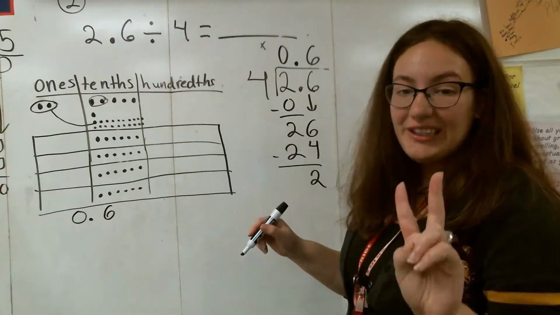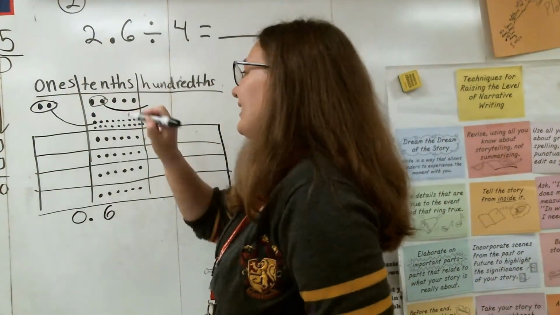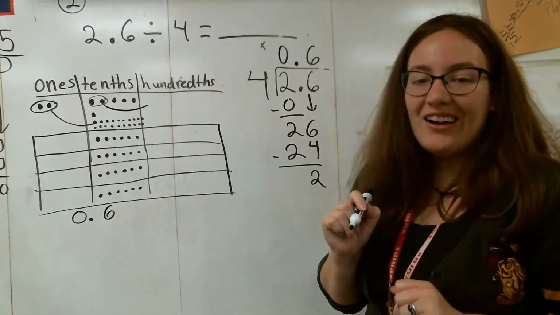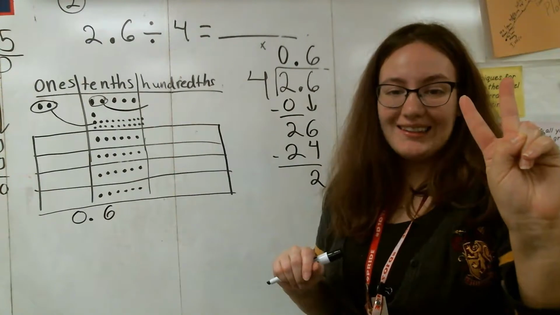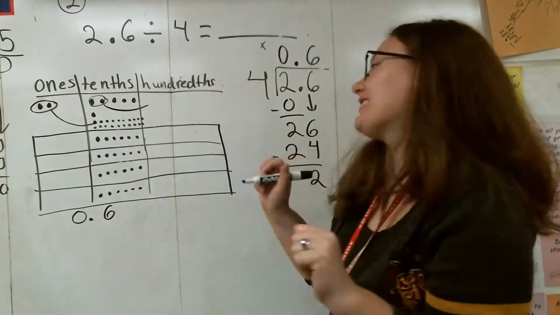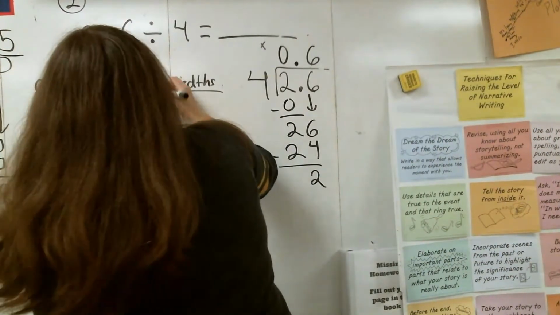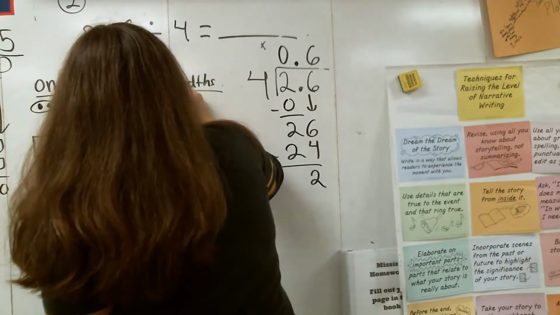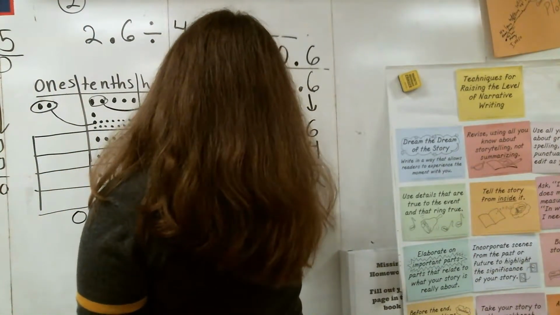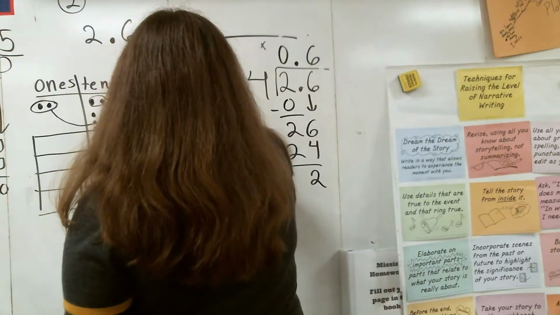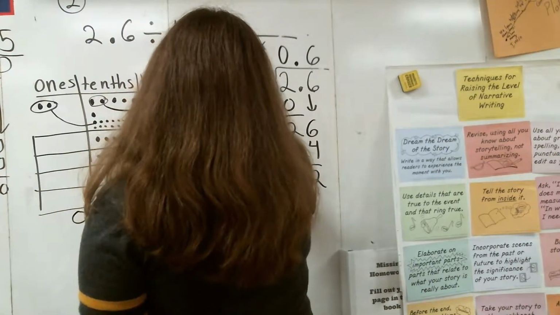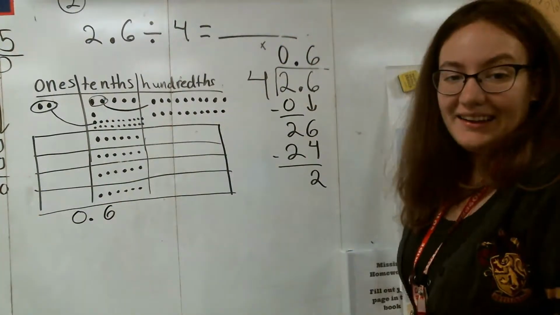And those 2 tenths are going to become, surprise, surprise, 20 hundredths, because 1 tenth makes 10 hundredths. So 2 tenths makes 20 hundredths. So we have a whole bunch more dots to make. 1, 2, 3, 4, 5, 6, 7, 8, 9, and 10. And 1, 2, 3, 4, 5, 6, 7, 8, 9, and 10. Whew, that's a lot of dots to make.